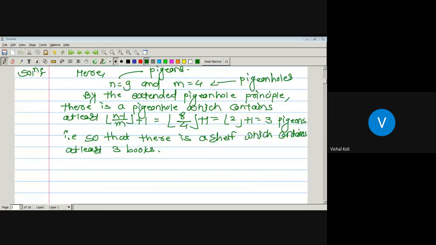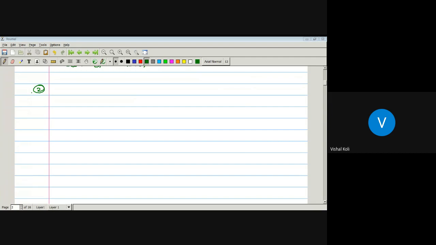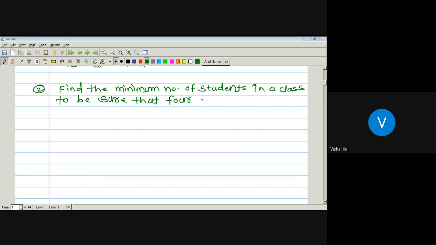Okay, let us take the second one. Find the minimum number of students in a class to be sure that 4 out of them are born in the same month.